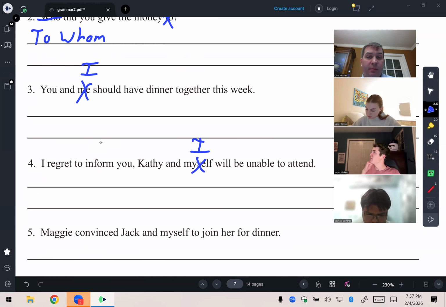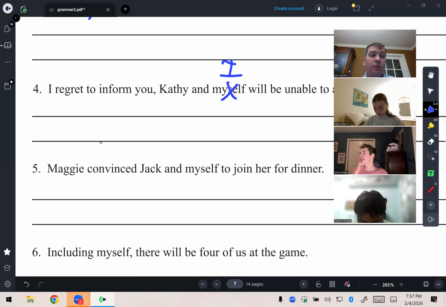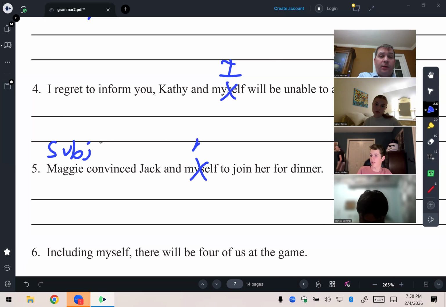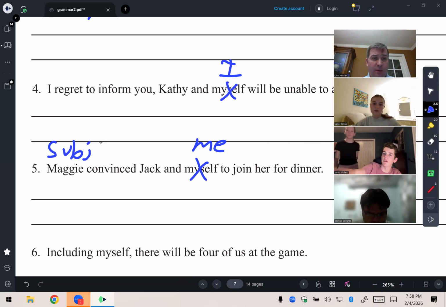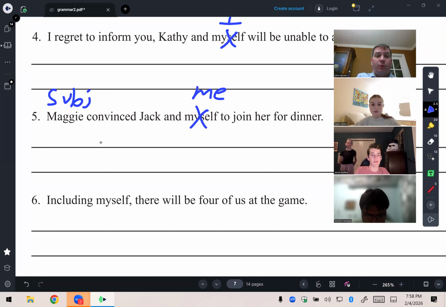Maggie convinced Jack and myself to join her for dinner. Okay, so Maggie's the subject. Jack and me are objects. The objective form of I is me. We don't need a self or a selves word here. Maggie's doing the convincing. We are receiving convincing, including me. There will be four of us at the game.